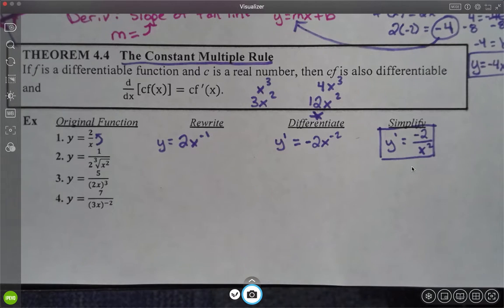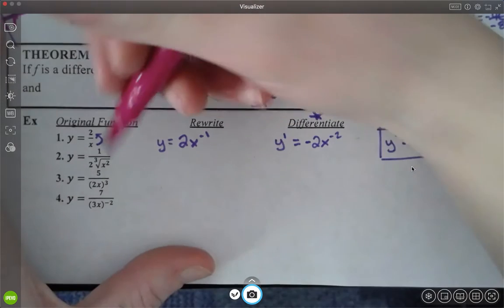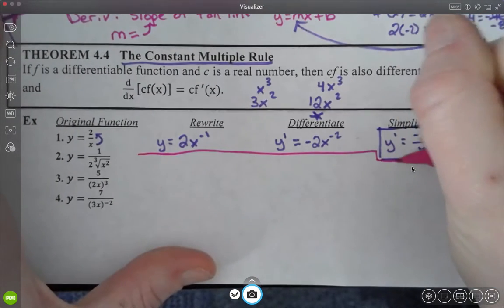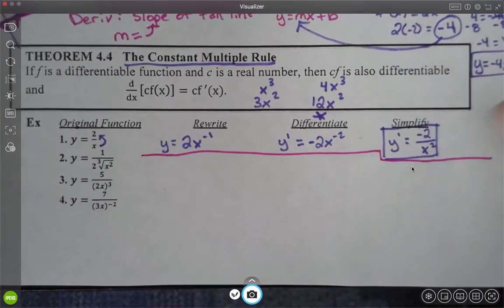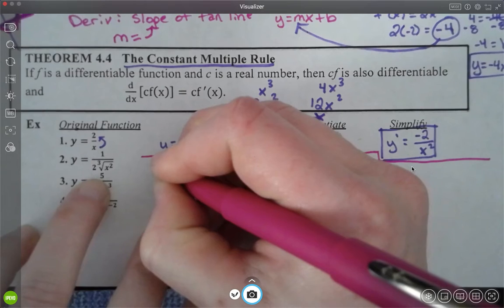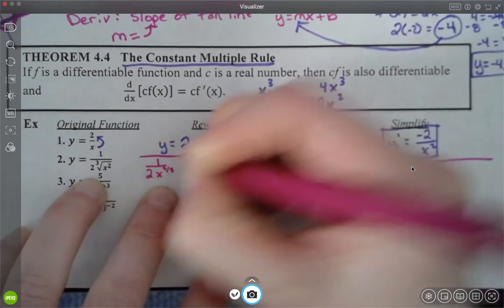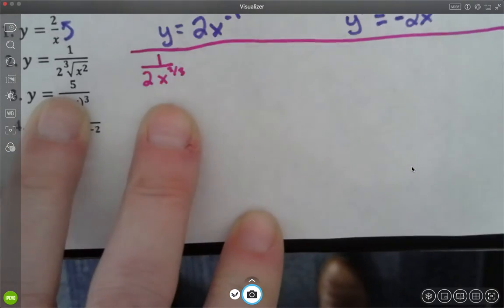Number 2. I'll do it in a different color. We might skip some of these, but not number 2. Number 2, 1 over 2 times the cubic root of x squared, that's really disgusting. What are you going to do first? Change the cubic root of x squared into an exponent. What is that as an exponent? 2/3. So this is 1 over 2x to the 2/3 power.